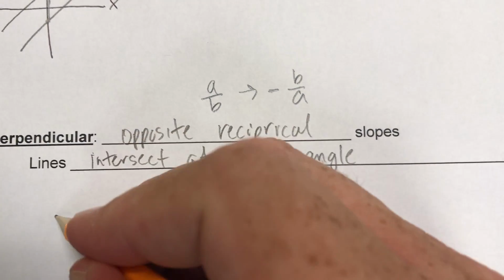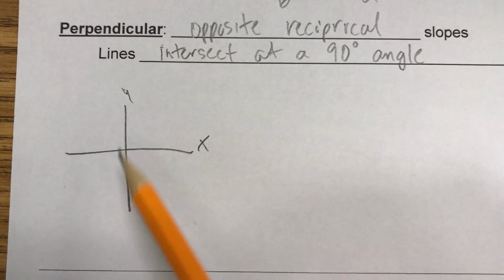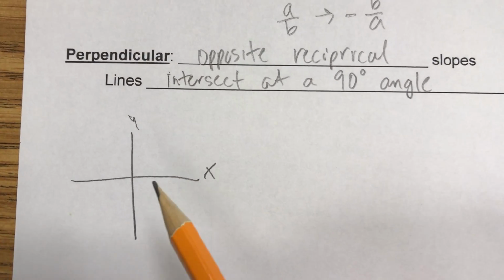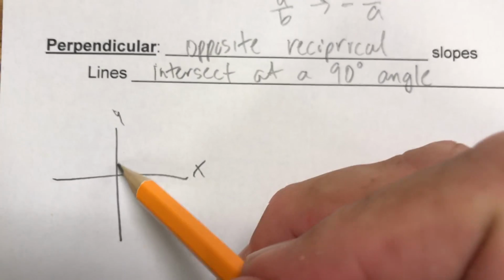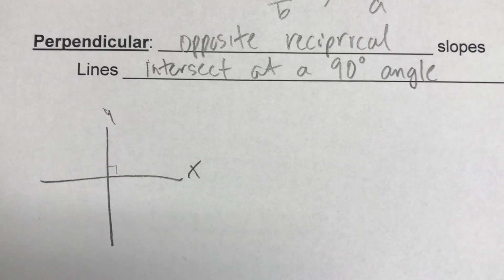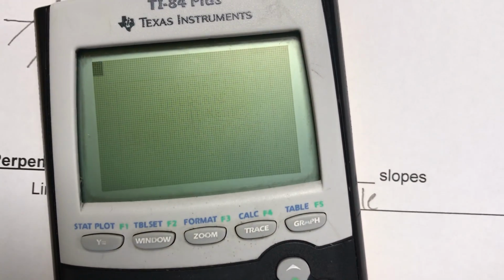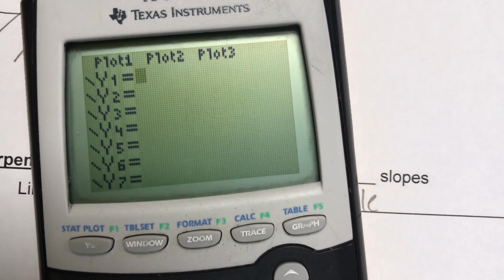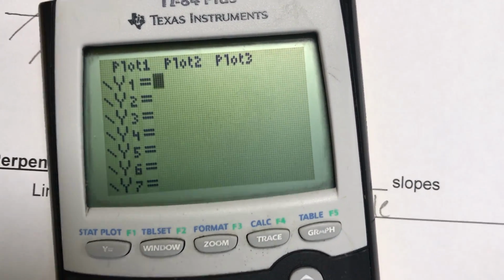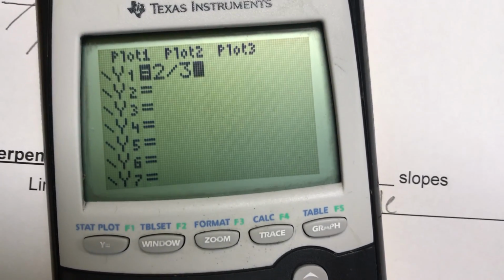So, another example, we have our y and x. This coordinate plane with our y-axis and our x-axis, these are perpendicular lines. They cross each other at a 90-degree angle. Let me show you an example in our calculator. I'm going to go to y equals, and I'm going to pick a slope. Let's say 2 divided by 3, x.